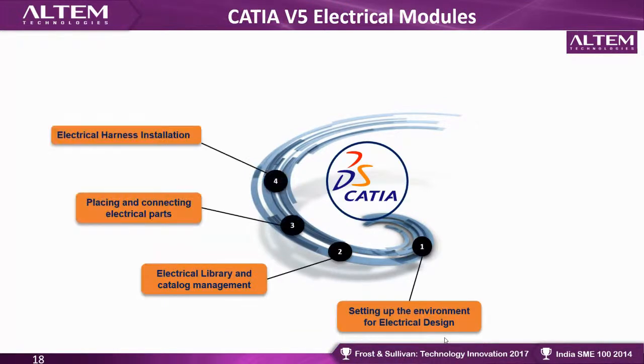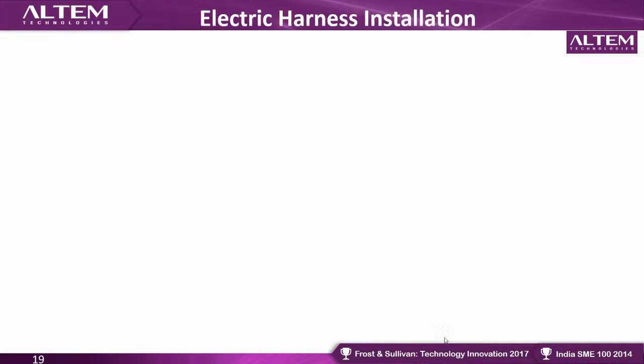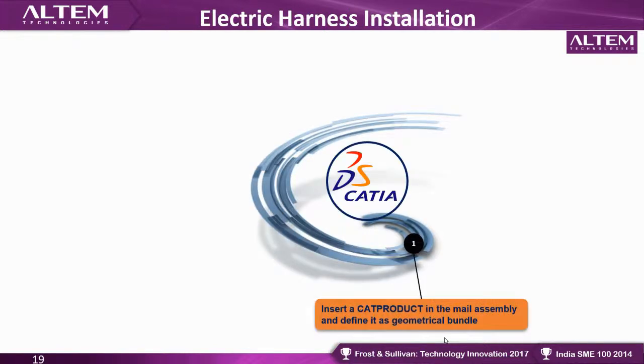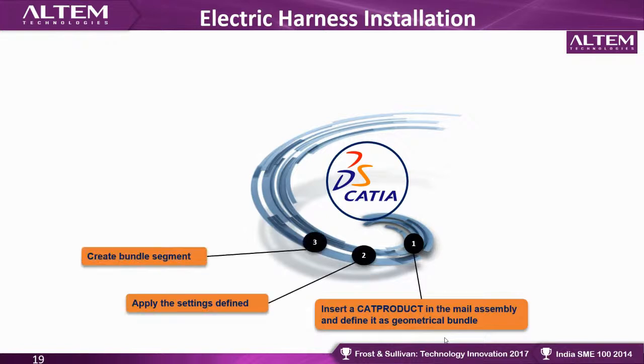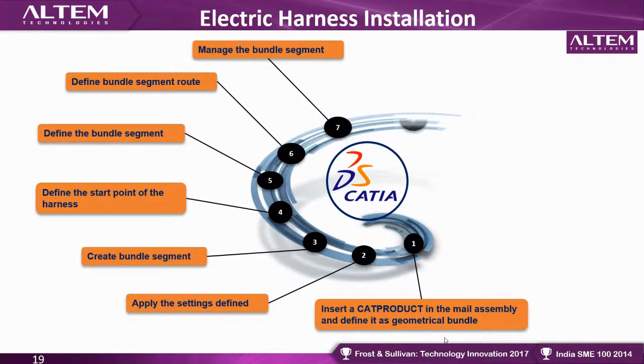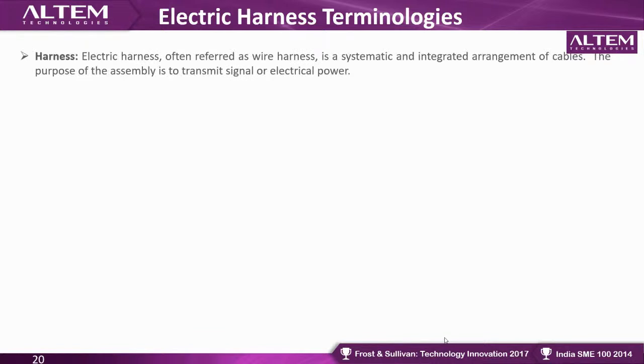So next we are going to install the electrical harness. First of all, we will insert a CAT product in the main assembly and define it as the geometrical bundle. We'll apply the settings, then we'll create a bundle segment. We'll define the starting point of the harness. Then we will define the bundle segment. We will define the bundle route, and then we will manage the bundle segment and apply protection and supports. So these are some of the terminologies which we are going to commonly use in the harness installation.